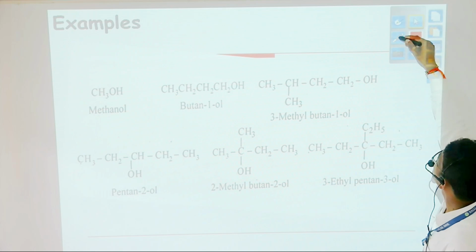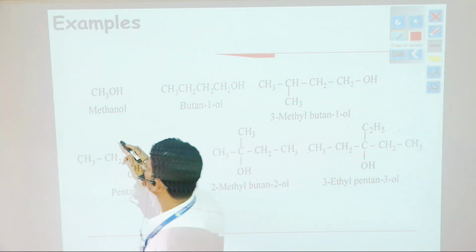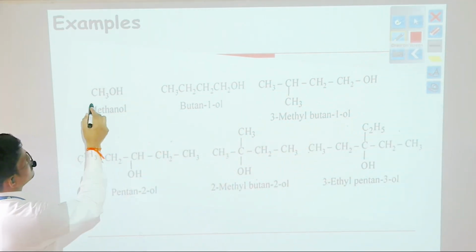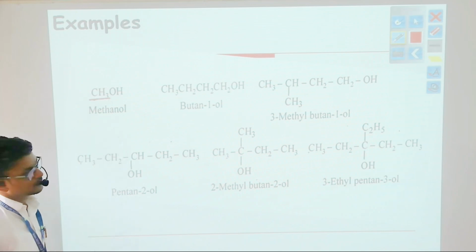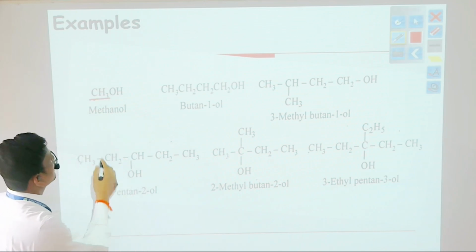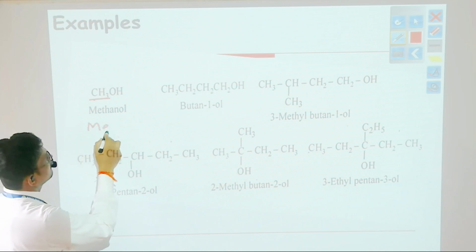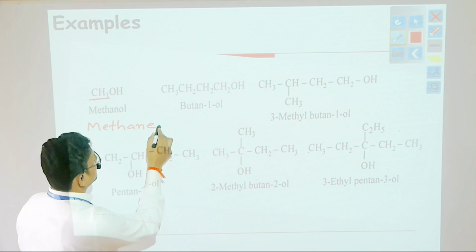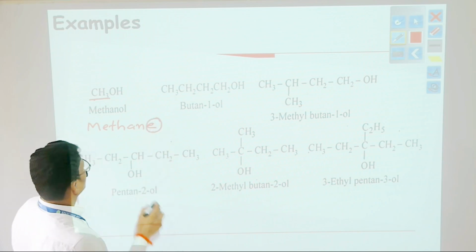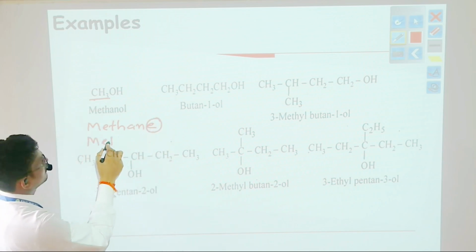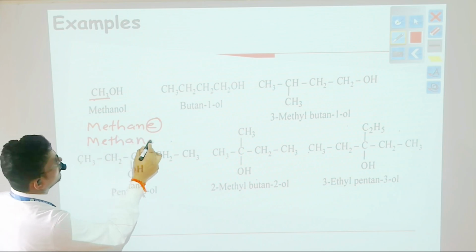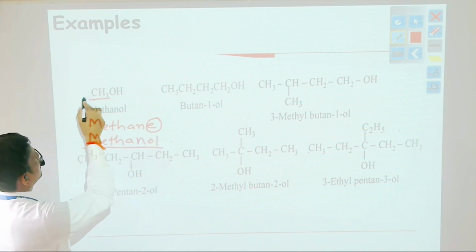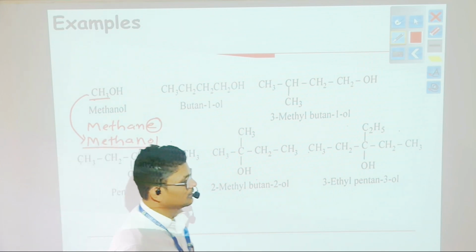According to the first rule, select the longest chain and give the name of the parent alkane. This parent alkane is methane, and according to the second rule, replace E by OL. So the IUPAC name of this alcohol will be methanol.